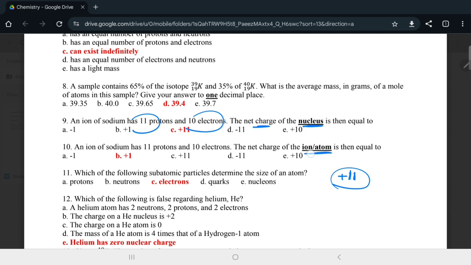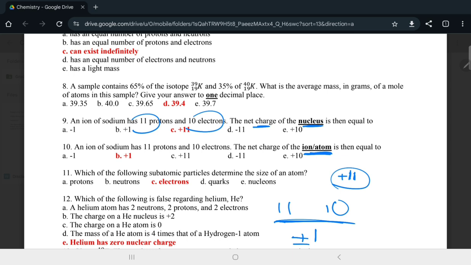But now in this part, they're asking us for the whole ion or the whole atom. The charge of the whole ion is the difference between the number of protons and the number of electrons. The number of protons is 11 and the number of electrons is 10. So what's the difference between these two? The answer is 1.